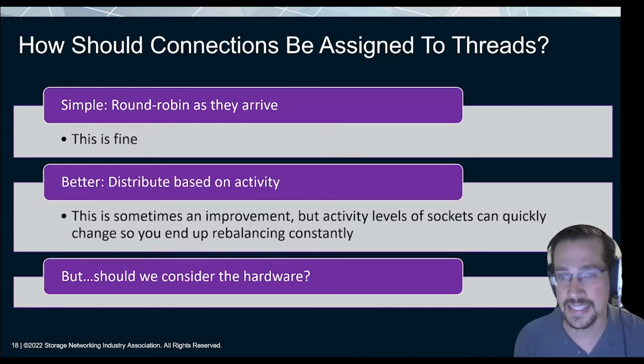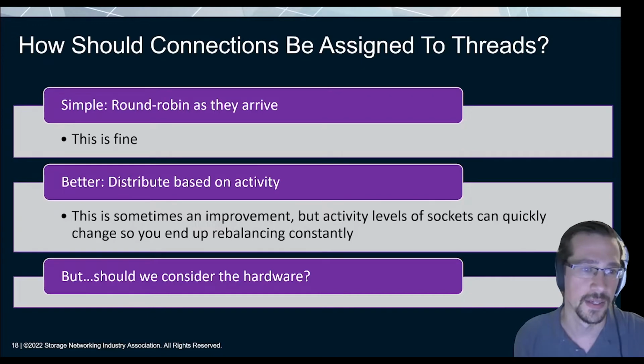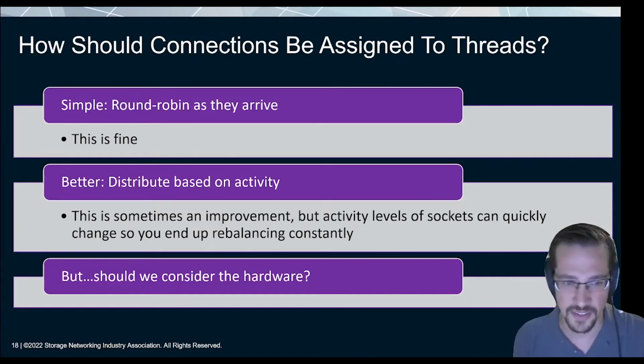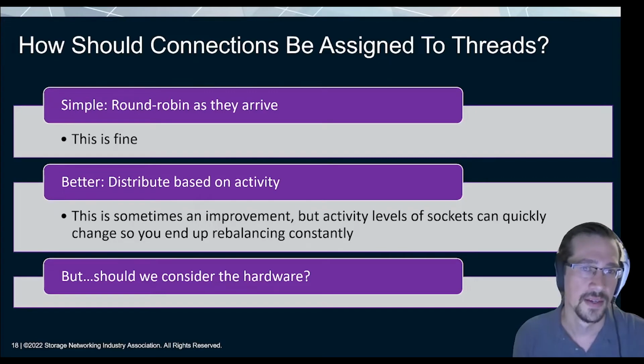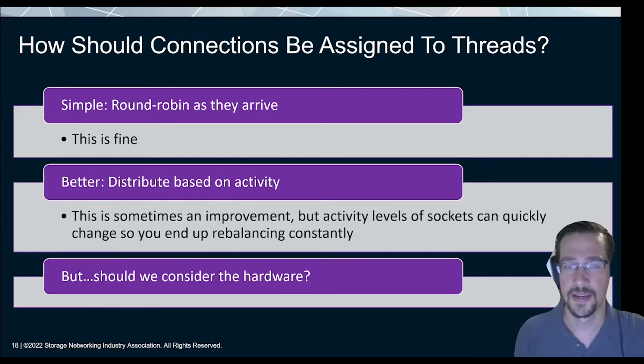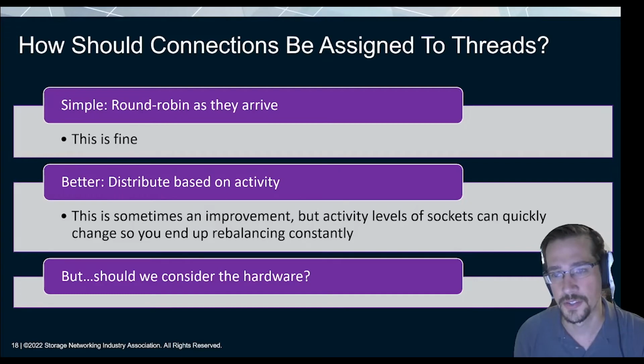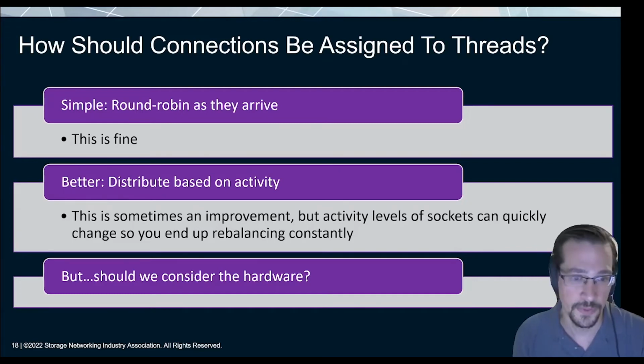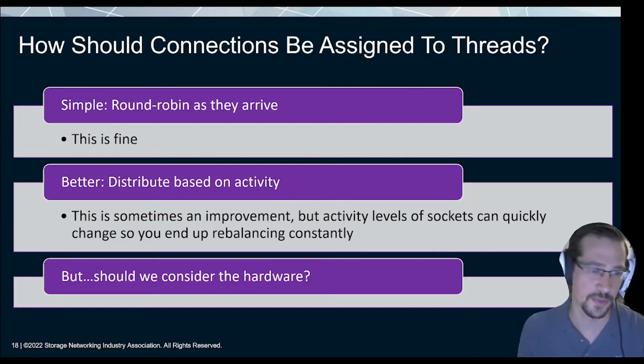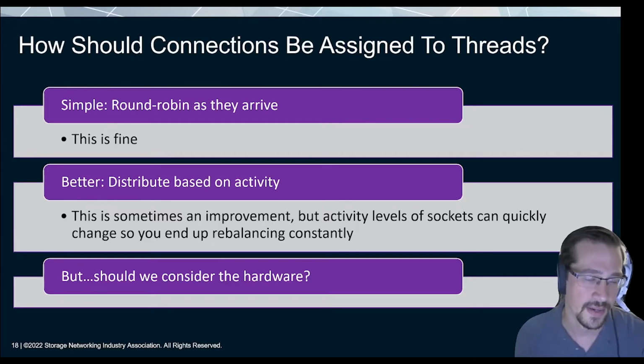So I said connections get assigned to threads in some way, and I mentioned round robin. That's kind of the normal way to do it. Let's think about that for a minute. How should we really be doing that assignment? Round robin is kind of the norm. It's simple. Every time a connection comes in, you send it to the next thread, and then you just loop around.